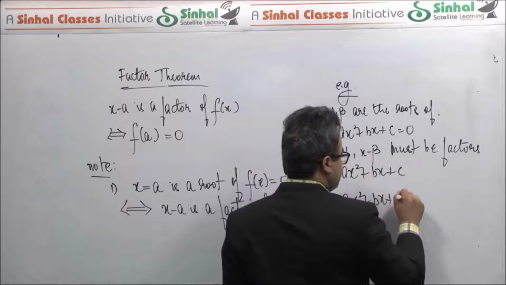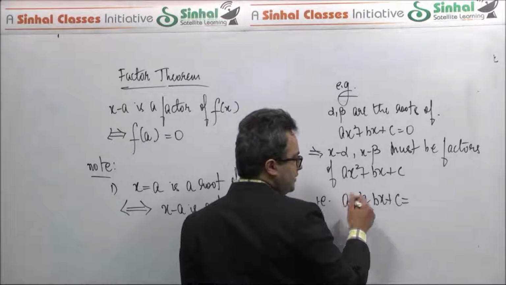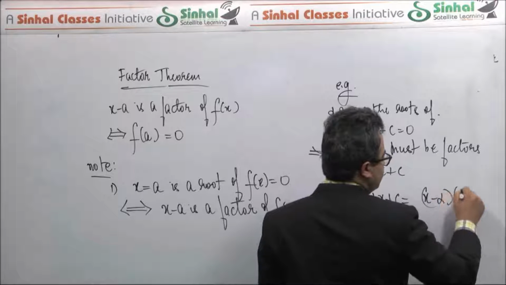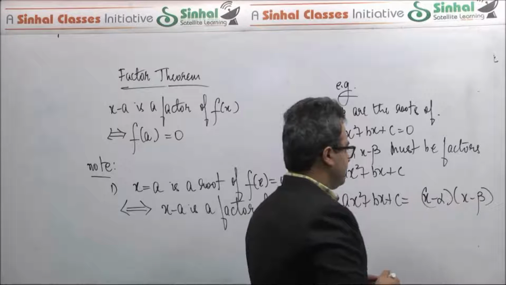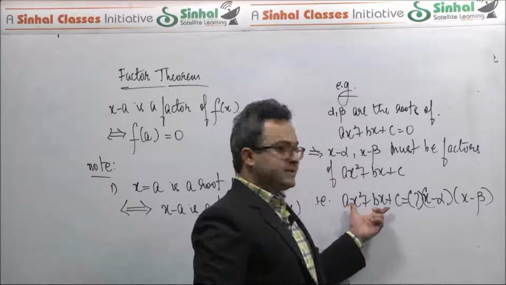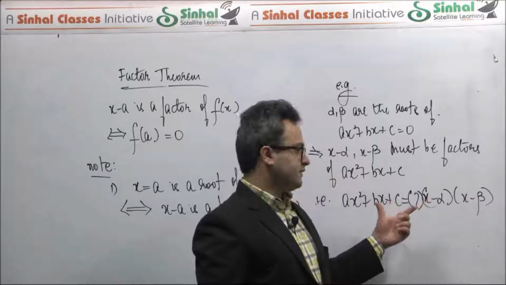But the fact that x minus alpha and x minus beta are factors of it would have to mean that ax square plus bx plus c as an expression is equal to x minus alpha into x minus beta into something else also, right? So there might be something else over here. But when I'm expressing ax square plus bx plus c, x minus alpha and x minus beta obviously have to be there in terms of its factors.